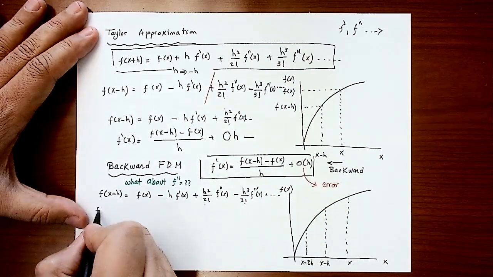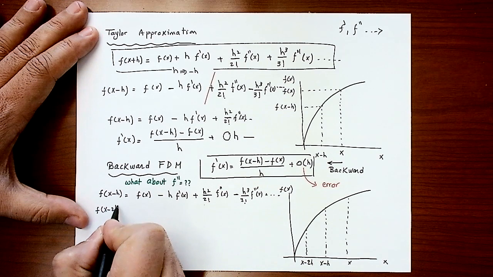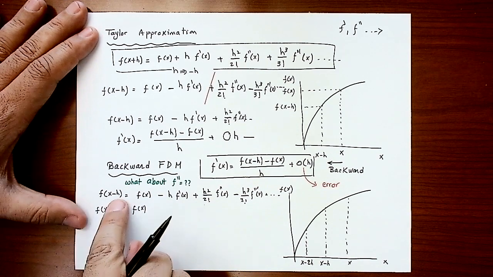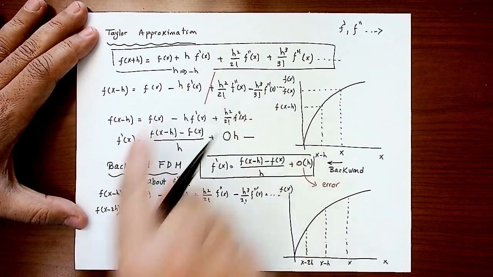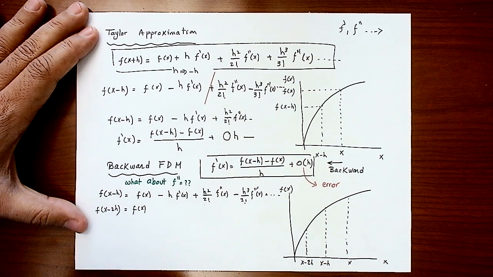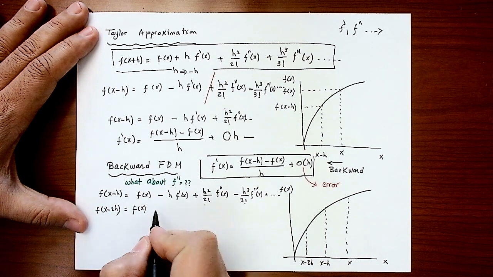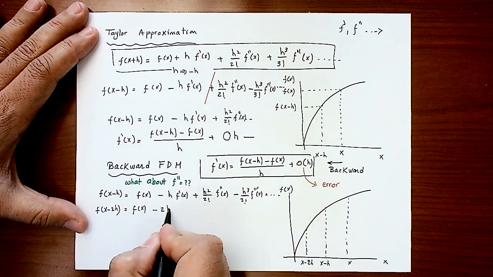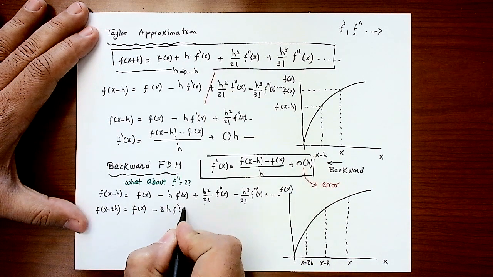Let's get f of x minus 2h. In simple language, you take every h value in the Taylor series and you replace it by negative 2h, right? So what you're going to get is f of x will remain the same, plus, h will be minus 2h, f prime of x.